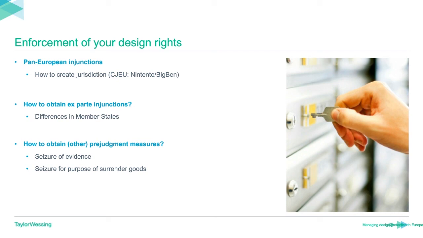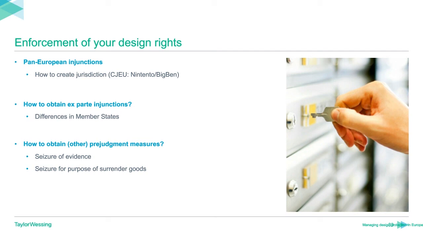You can enforce your community design rights only at designated courts in the EU member states that have exclusive jurisdiction for infringement actions, declaration of non-infringement, and invalidity actions. If you want to enforce a national design right, the jurisdiction of the court will be decided by national laws. The big advantage of the harmonized design right legislation in Europe is that you can obtain injunctions against infringers that apply to the entire European Union.